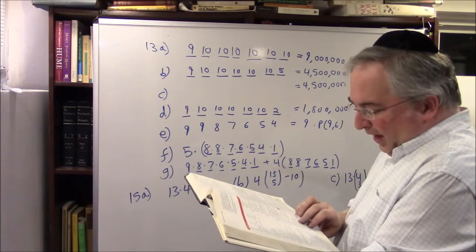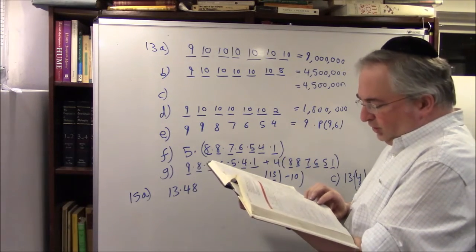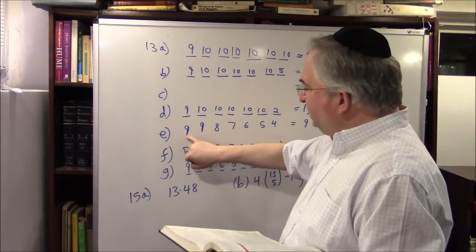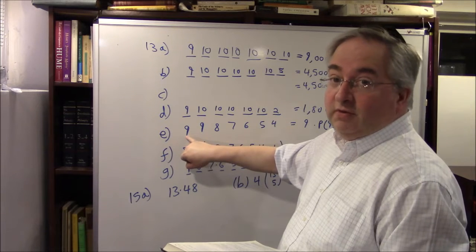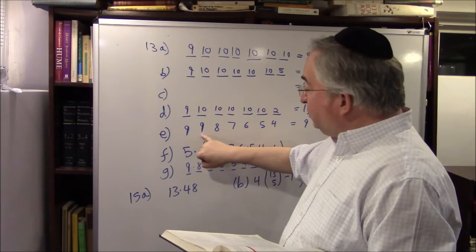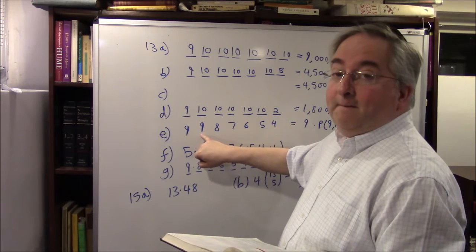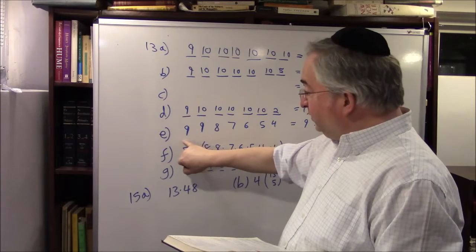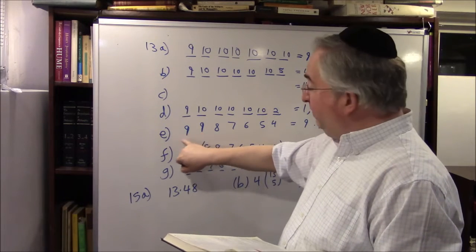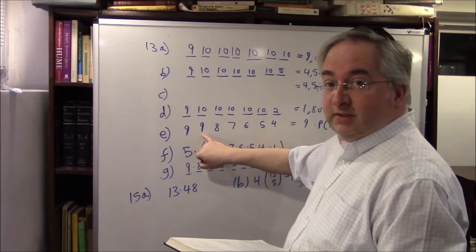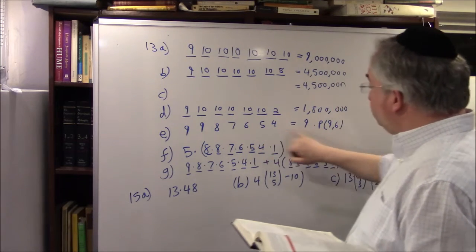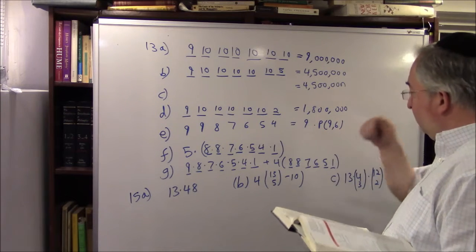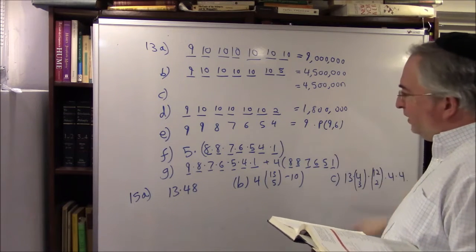Next, E. How many have no 2 digits the same? Again, this has to be a 9. There's 9 possibilities for the first. You cannot have a 0 here. Now this one can be anything but what this was. It could be a 0, but it can't be what this is. So it also has 9 possibilities. Then 8 possibilities, 7, 6, 5, 4. So it's 9 times P(9, 6).